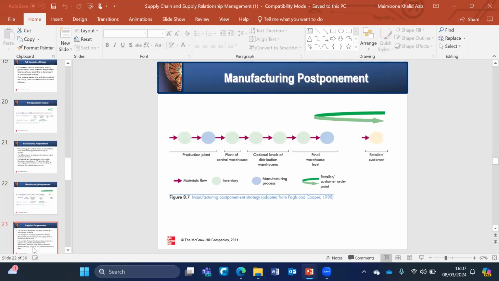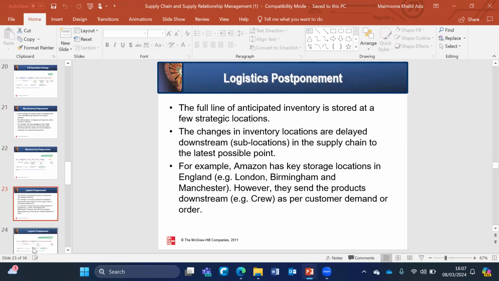Now let's move on to the next one, which is logistics postponement. The full line of anticipated inventory is stored at a few strategic locations. The change in inventory locations is delayed and it only happens based on demand. So for example, Amazon has a lot of storage units, key storage locations like London, Birmingham, Manchester. However, when they want to send the products downstream, so for example, let's say from Birmingham to Crewe, they only do that as per the demand of the customers.